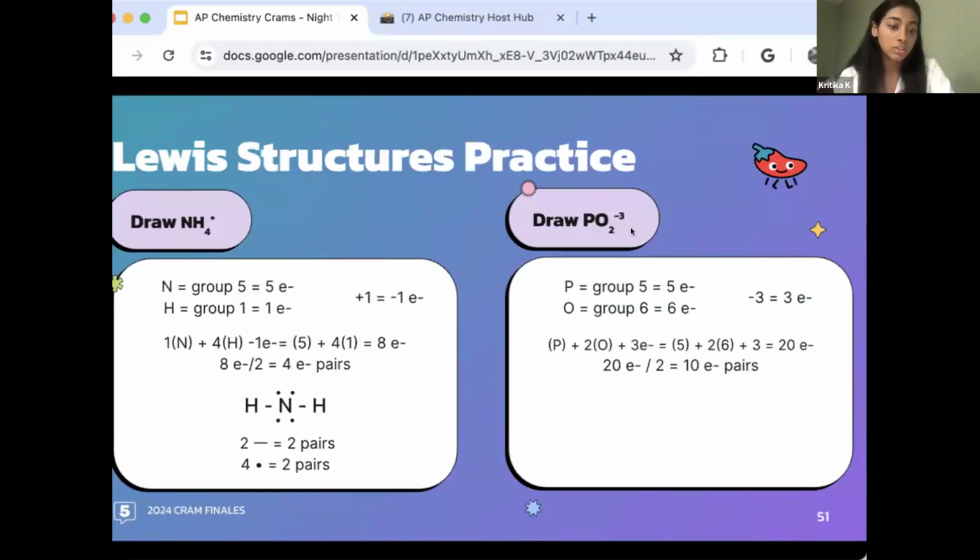So we have a negative charge on this one, which means we have 3 extra electrons. So we're going to add that to however many that we would have gotten from just the atoms. So 5 plus 2 times 6 plus 3 equals 20 electrons. So we're left with 10 electron pairs. And this is one of the molecules that they came up with.